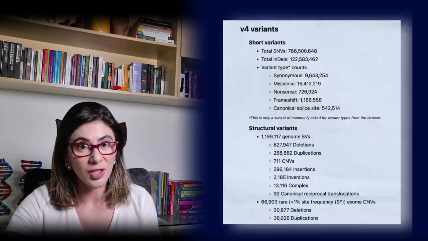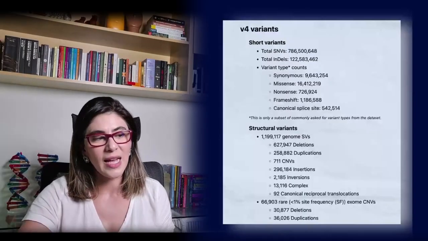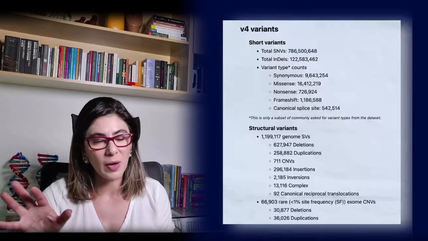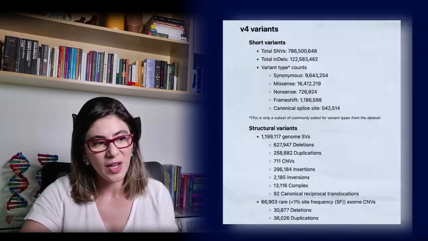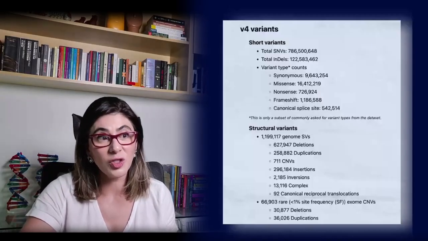And these variants are of many different types. On the gnomAD statistics page itself, they show the variants that were found in the general population in this version 4. There you can see that there are SNVs, indels, structural variants, nonsense variants, and frameshift variants.